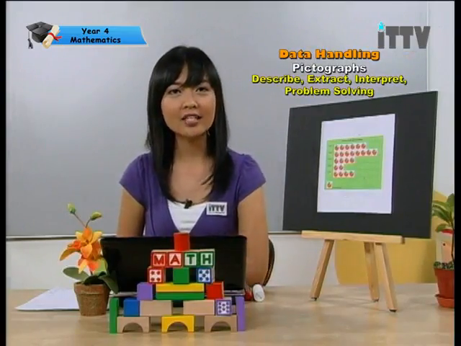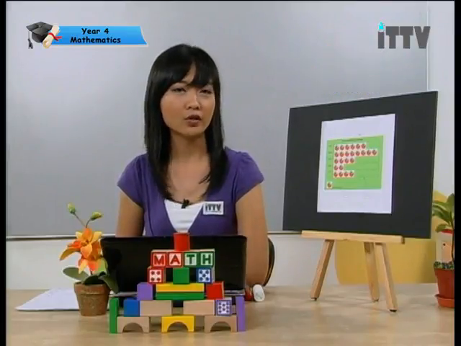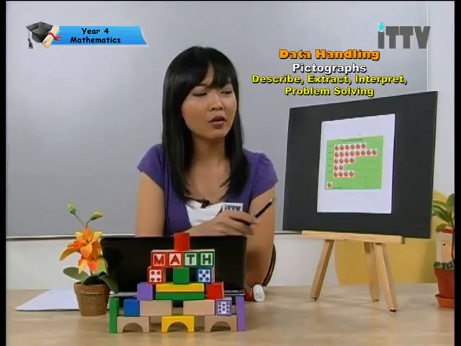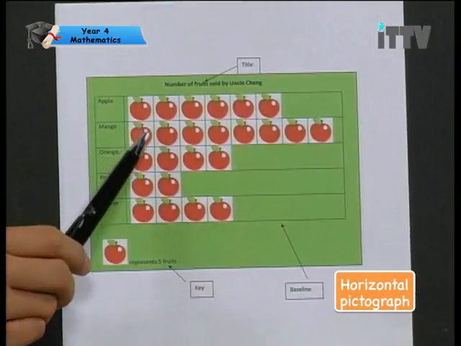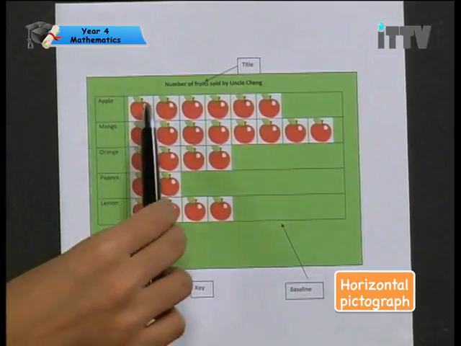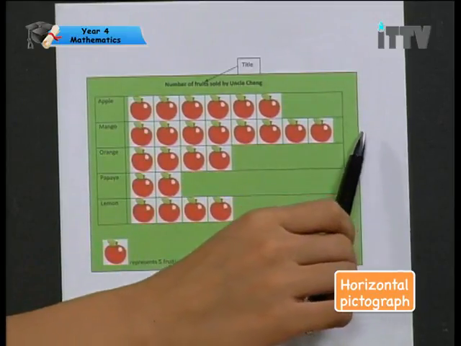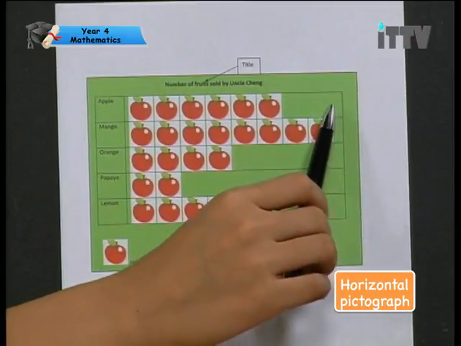Now this is an example of horizontal pictographs. Okay? Why do we call it a pictograph? Now in pictographs, we use pictures to represent the units of items that we are measuring. Alright? Now why do I say this is a horizontal pictograph? You see, the pictures are arranged horizontally. It goes across like this whenever we have more units.